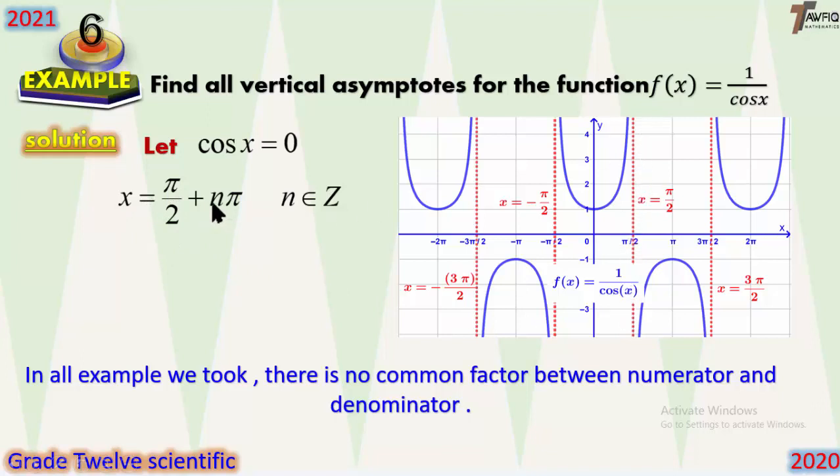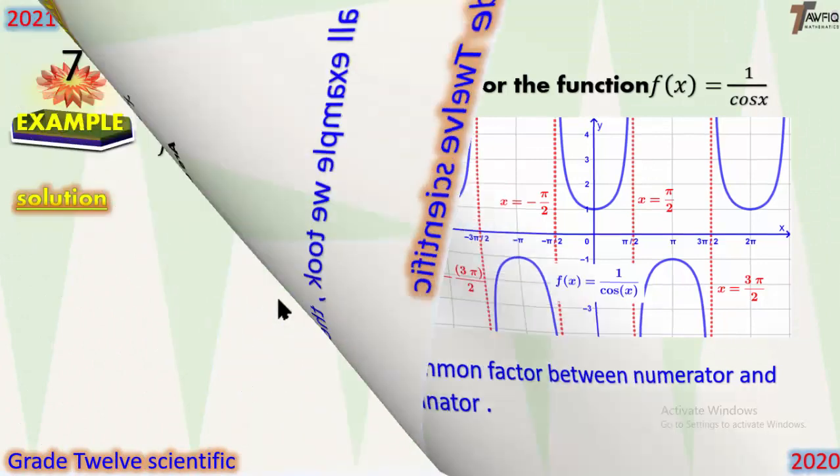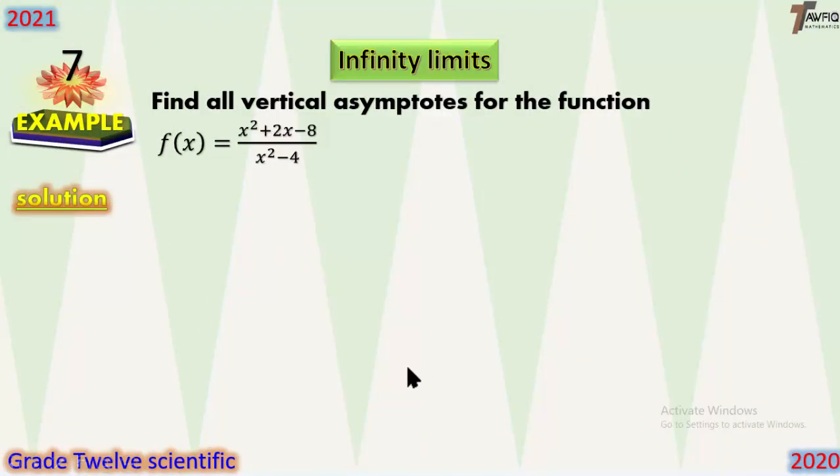If n is minus 2, then x equals minus 3 pi over 2, and minus 3 pi over 2 is a vertical asymptote. When n is 2, then x equals 3 pi over 2, which is a vertical asymptote, and so on. In all these examples, there is no common factor between numerator and denominator. And now we will take some examples where there are common factors.